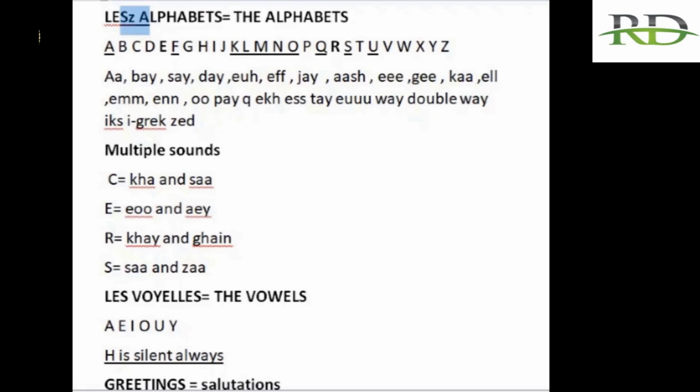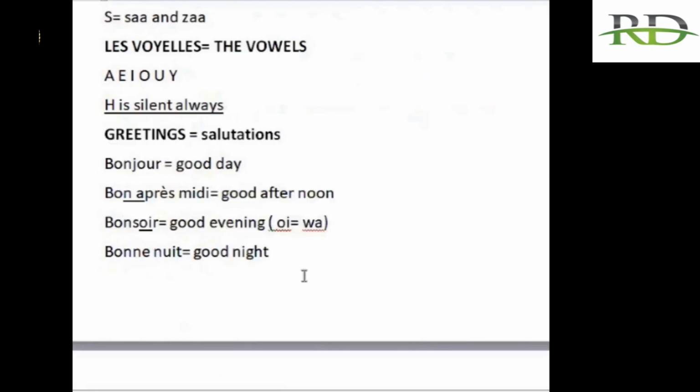Now what are the vowels? Les voyelles. The vowels are called les voyelles. Okay, now 5 of the vowels are same as English. So what is an extra vowel here? The letter Y. Exactly. That's not Y, everybody. That's Y. Yes, exactly.